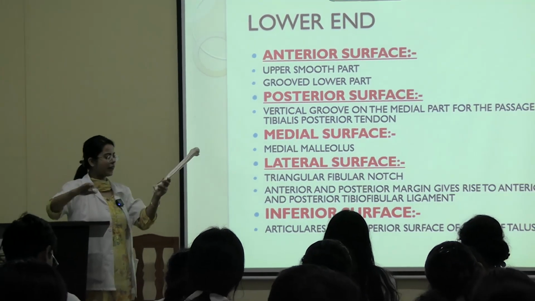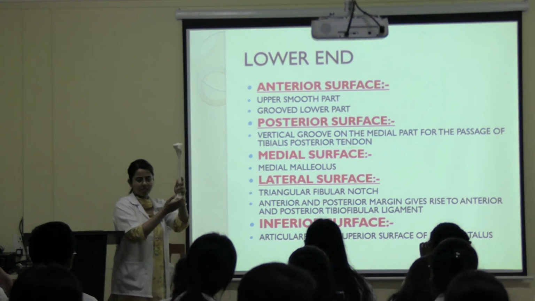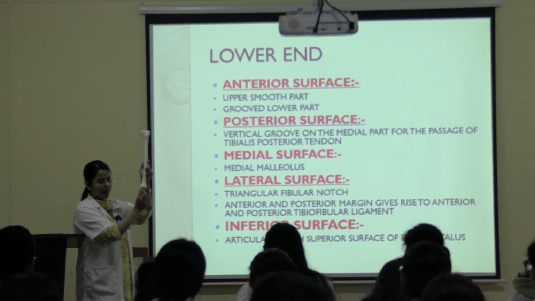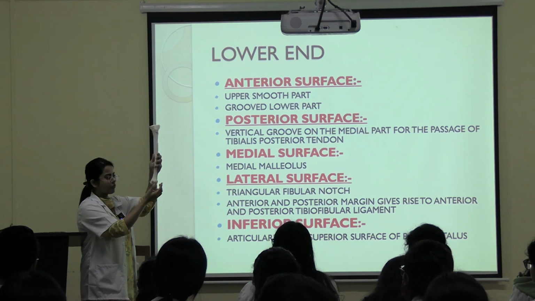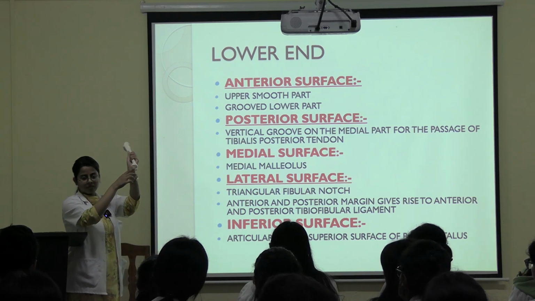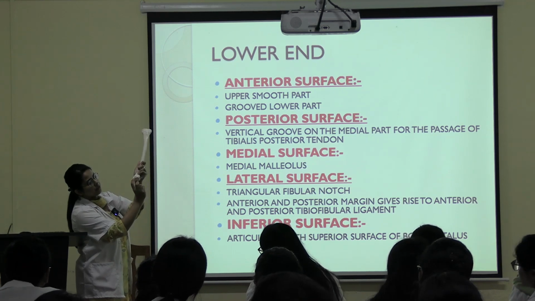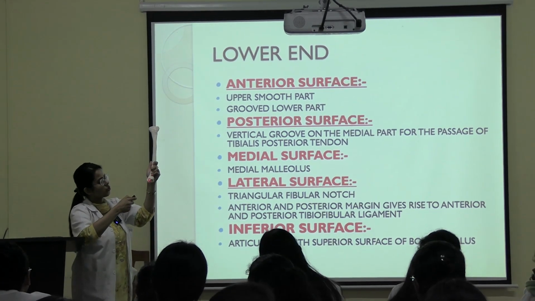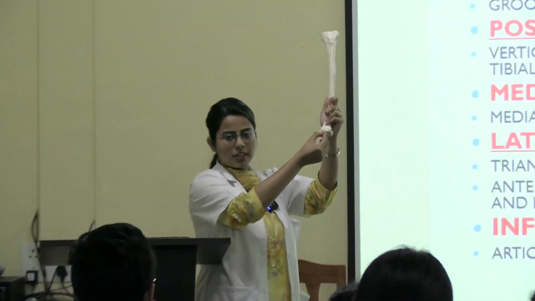Now lower end. So upper end clear, shaft. This is the lower end. Okay, so what is this surface? Anterior surface. What is this surface? This one? This one? This one? Inferior. Okay. So you can see in this anterior surface there is a groove in the inferior part. This groove. So the anterior surface is having a groove in the inferior part. Clear?